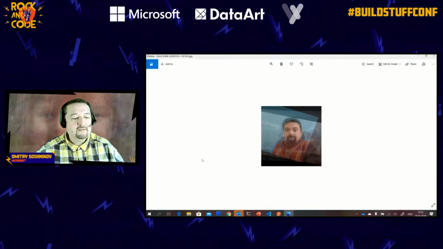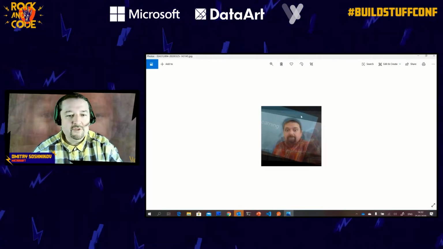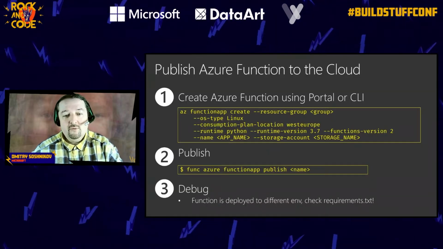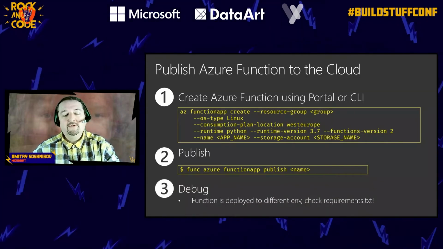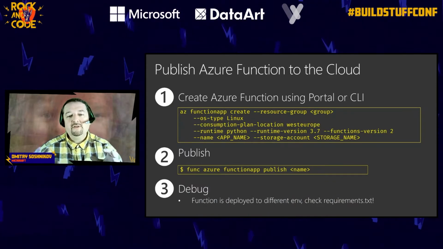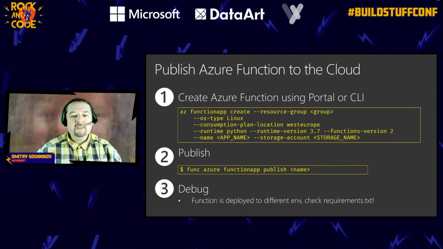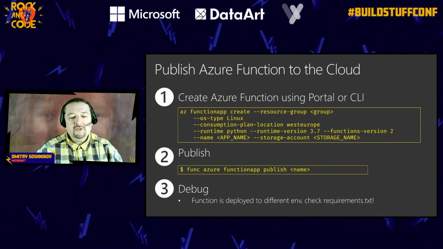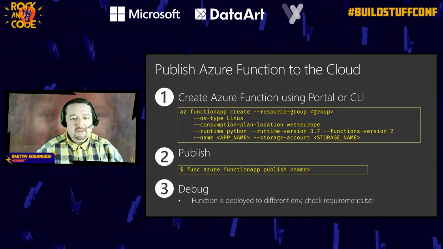Yeah, that's the result of combining a few pictures together. Now we need to deploy this into the cloud. So to do that, we need to create the Azure Function in the cloud. We can do that either using the portal or CLI, then publish there, and then debug. So let's see how it works.